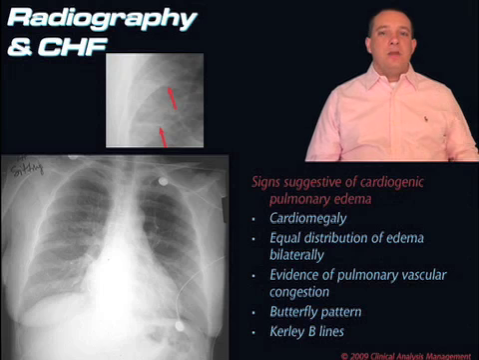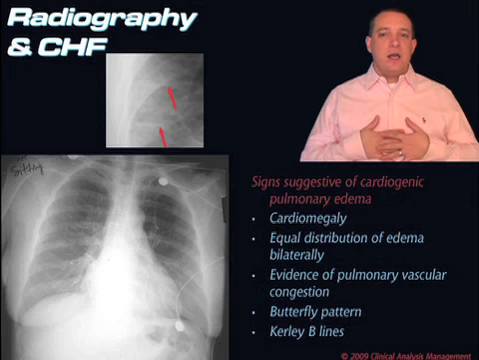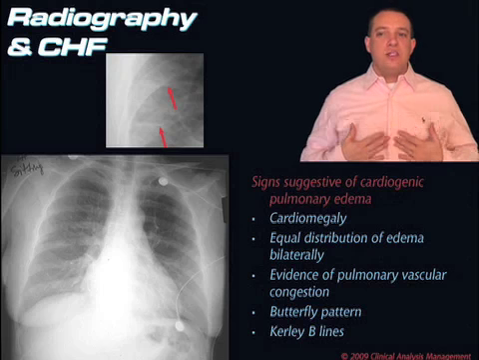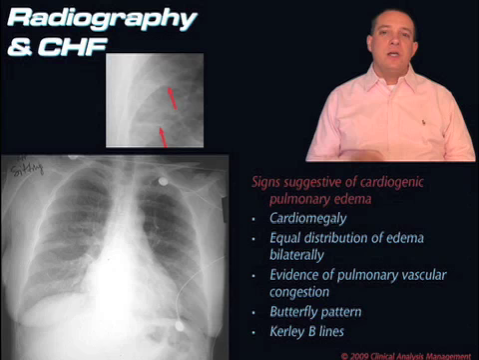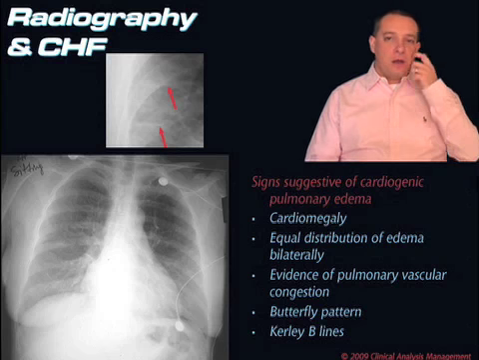Other things that would tip us off that infiltrates in the lungs are truly CHF are things like equal distribution. Remember that people don't get CHF in one lung, they get CHF in both lungs. Other things we would see are evidence of pulmonary vascular congestion, and we talk a lot about this in the respiratory section when we talk about management of ARDS.